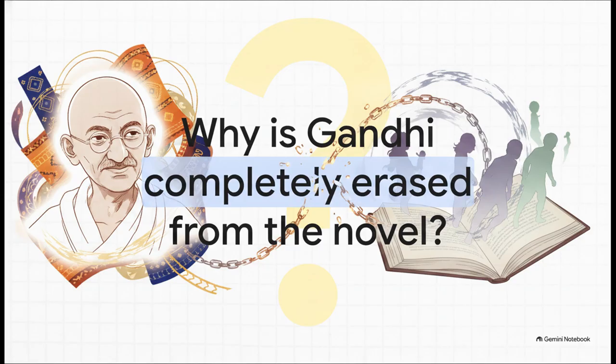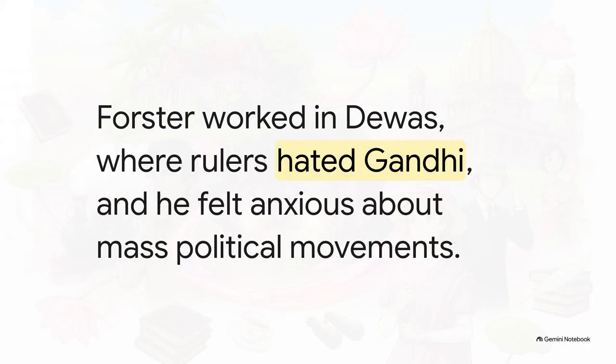If Forster is putting all this 1921 political reality into his book, why on earth is Mahatma Gandhi, literally the most vital, unifying figure of the era, never once mentioned in the novel? Well, the sources point to a couple of reasons for this pretty glaring erasure.